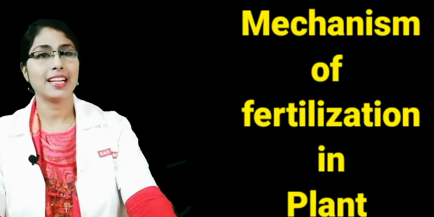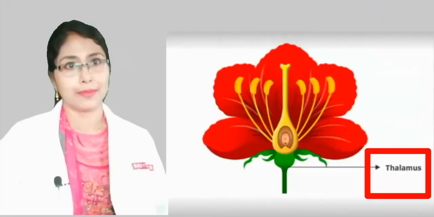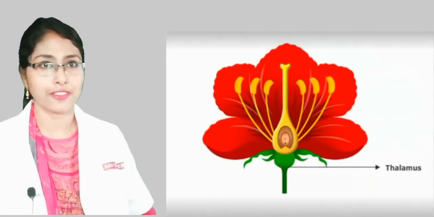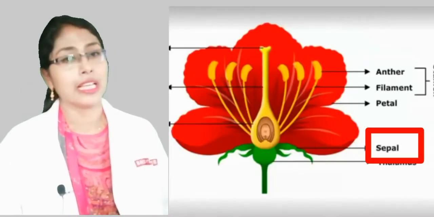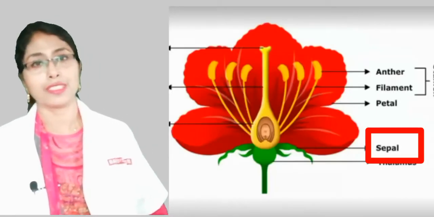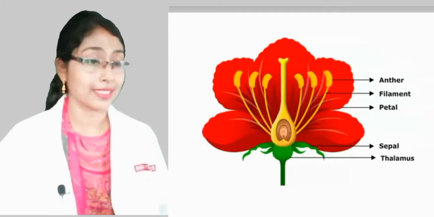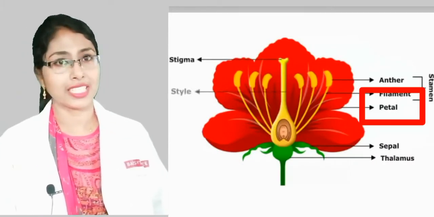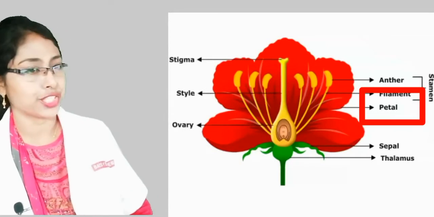Mechanism of fertilization in plant. At first, we have to know the flower parts. Thalamus or receptacle provides the attachment place of the different floral whorls. Sepals are the outermost whorl. They protect the flower during the bud stage. Petals are generally brightly colored to attract insects for pollination.